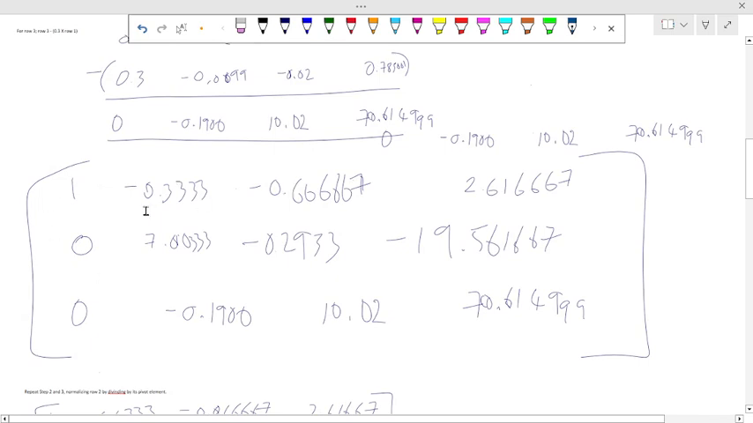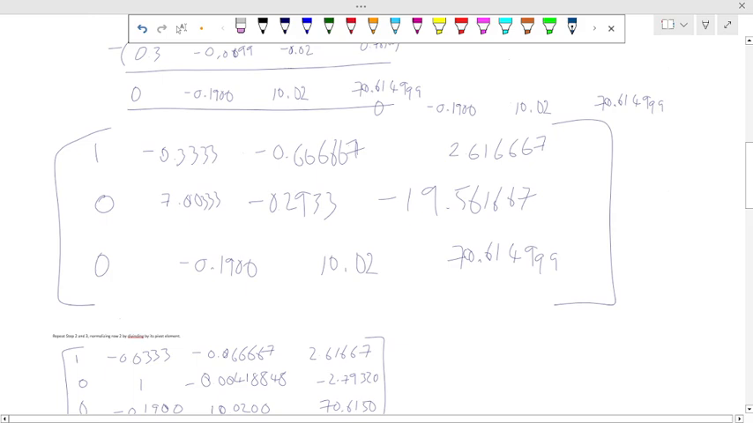So after doing all these things, this will be our new matrix. After we normalize, we got this. When we eliminate the x1 term, we got this. So these are our new matrices.